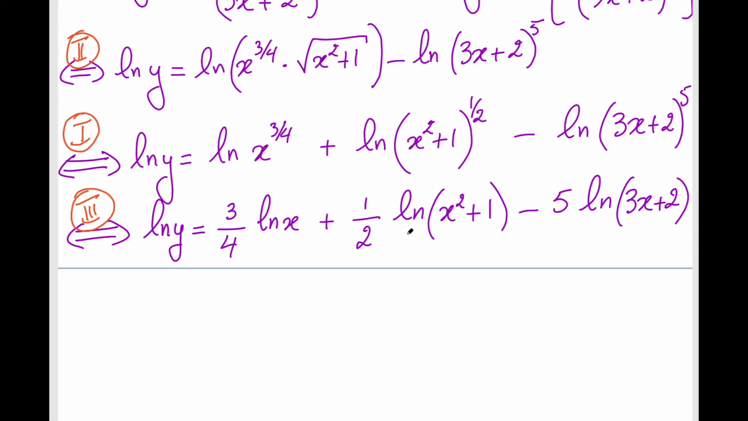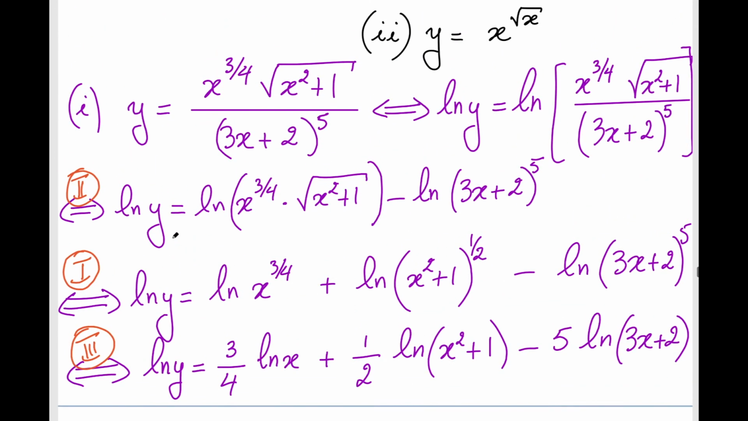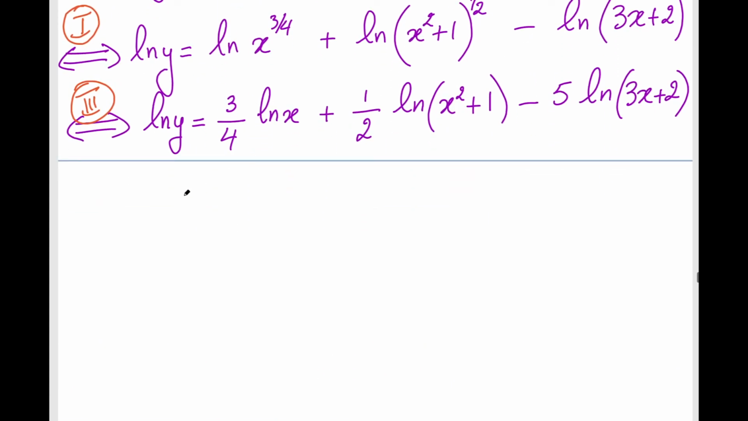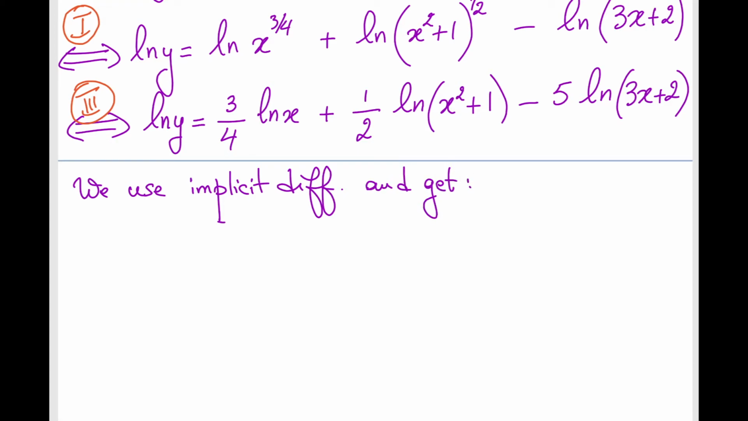Alright, now look at this function. Let's differentiate using implicit differentiation here, because y is a function of x, right? This is what y is. It's a function of x, obviously. So we use implicit differentiation. I'm going to differentiate both sides with respect to x, right? Let's differentiate this side with respect to x. What's the derivative of ln of y?